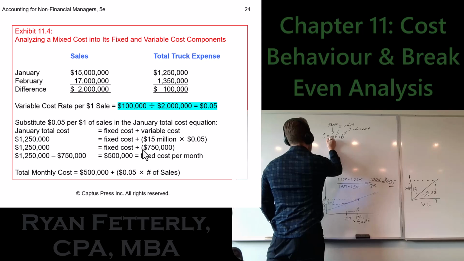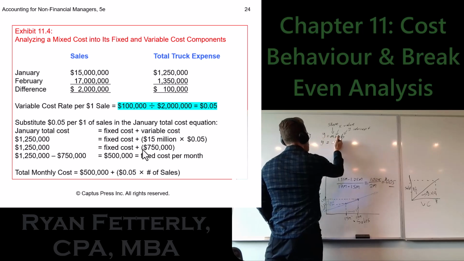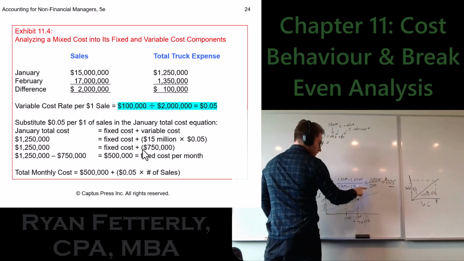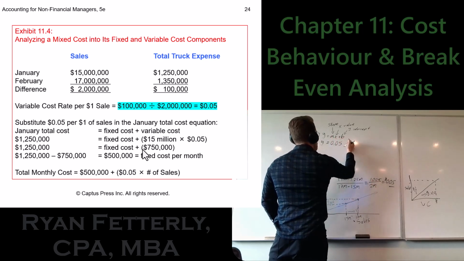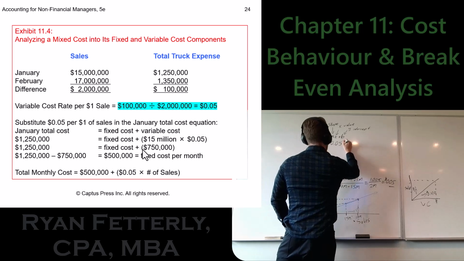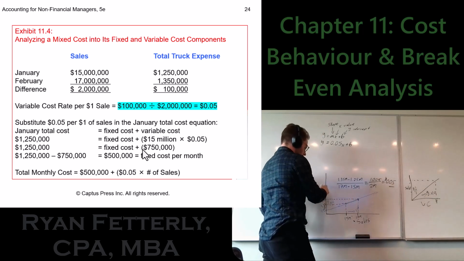So in this case, y equals, and we have the slope, which is 0.05, but we do not know what our y-intercept is yet.